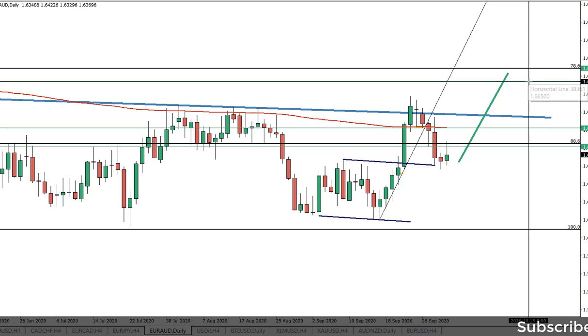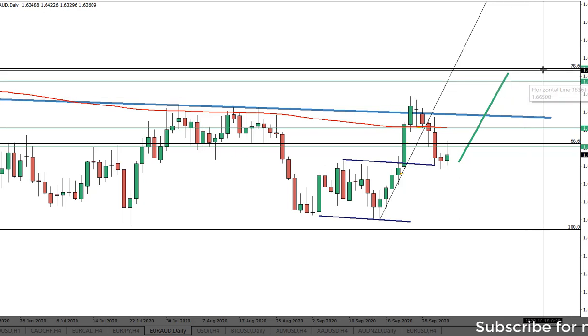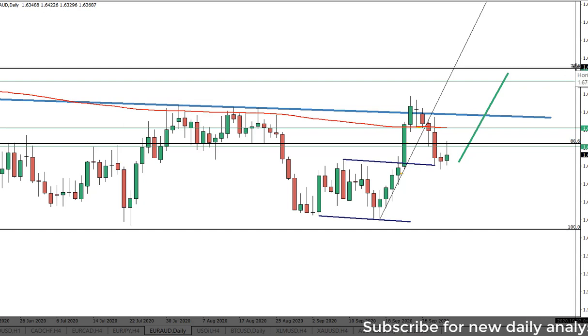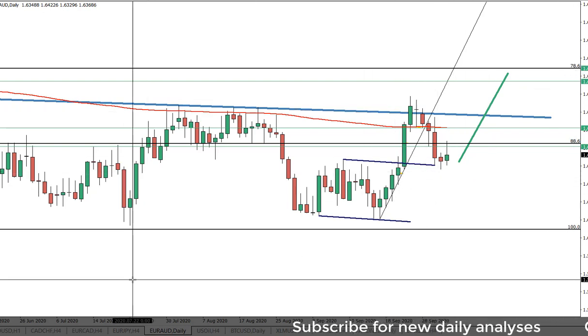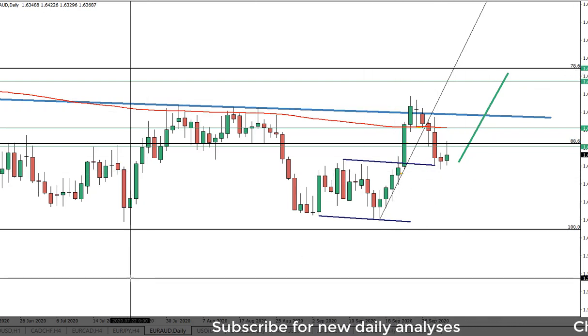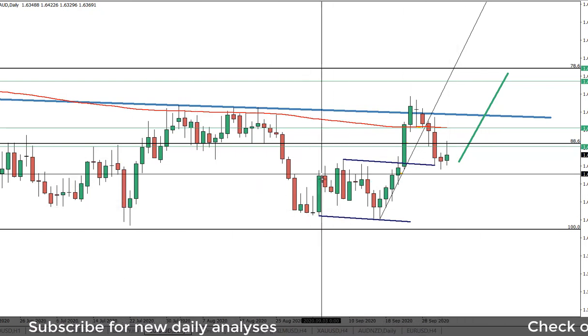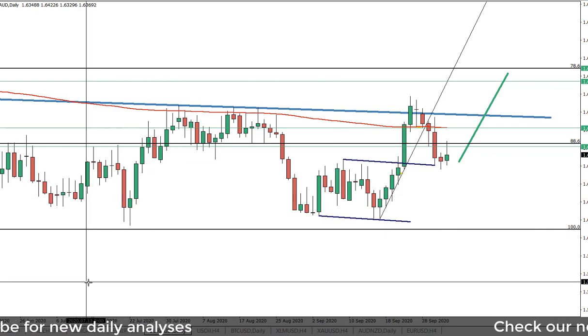So there are two resistance levels, the 66.50 area and the 67 psychological resistance, confirmed by 78.6 Fibonacci. All in all, this euro currency pair looks very bullish. Euro is very strong, and it's time to move back to other currency pairs and see what happens.